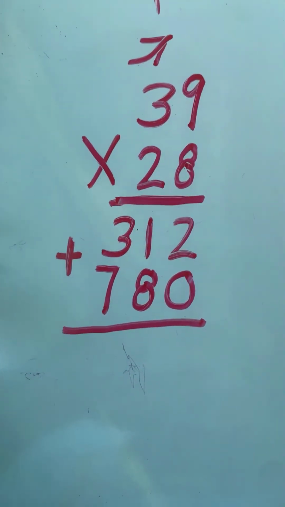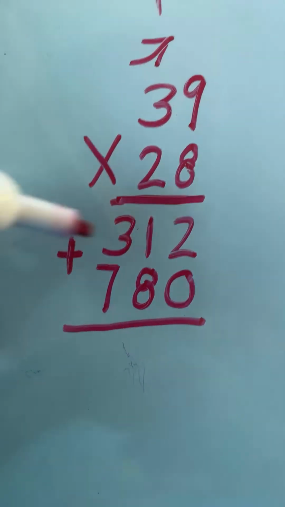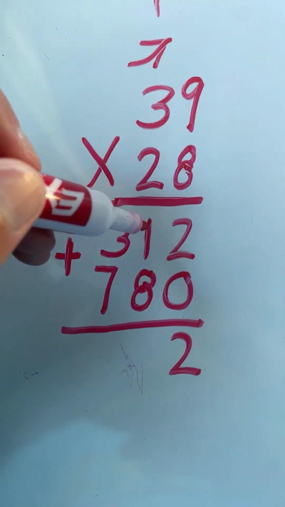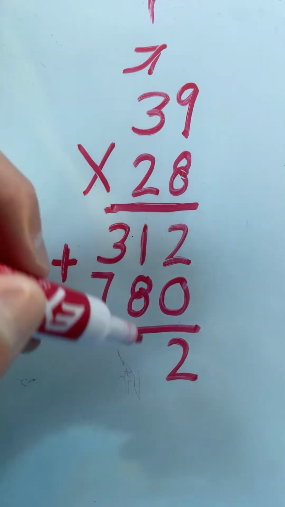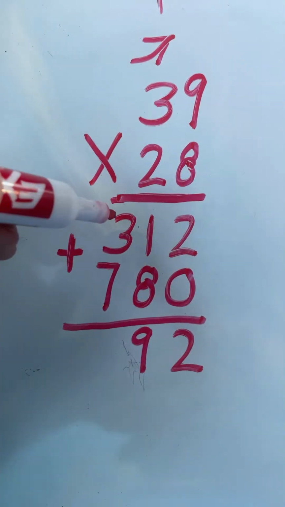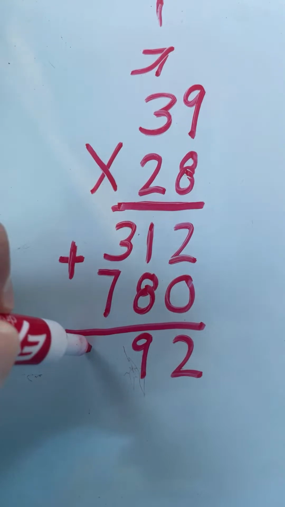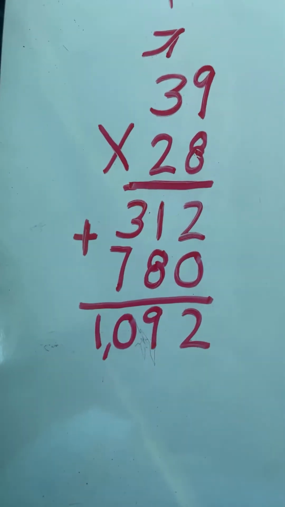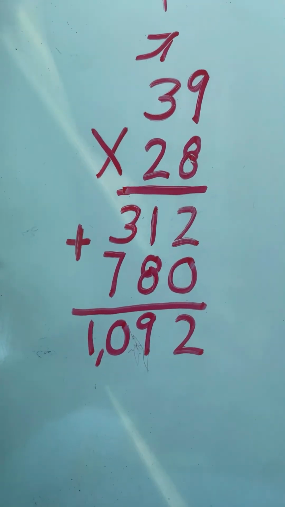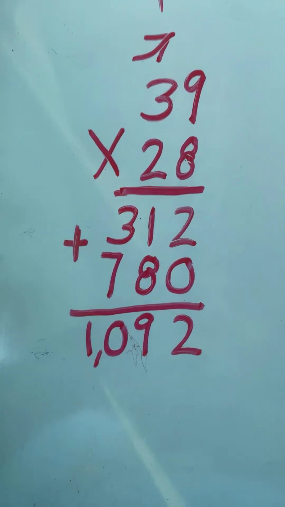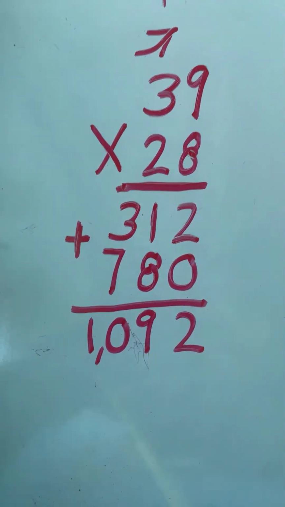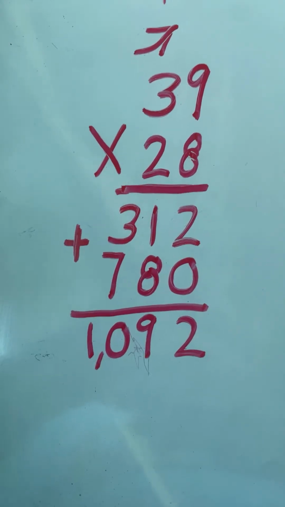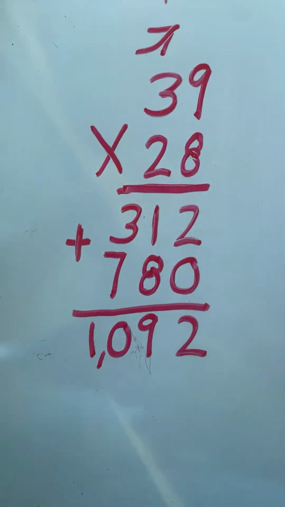Next, to get our final answer, we have to add these two numbers together. 2 plus 0 equals 2. 1 plus 8 equals 9. 3 plus 7 equals 10. And we have our final answer. Shout out to the person in the chat writing in the answers. He's 4 for 4. 39 times 28 equals 1,092.